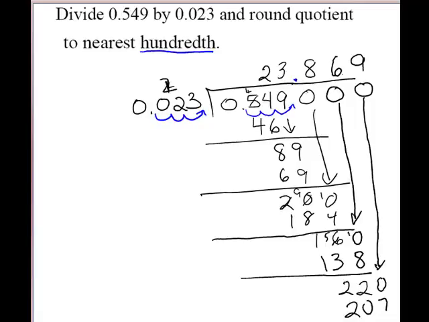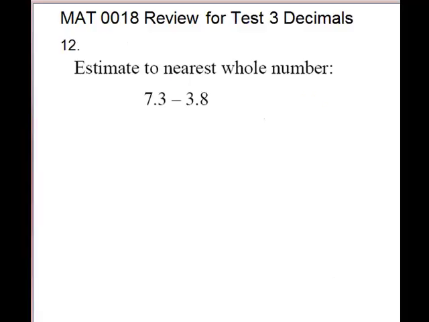Right. The 6 is the hundredths place. We look at the 9, it's going to push us up. So our answer is 23.87. This one was a lot of work. A long division with decimals is slow. Just take your time. Next, we're going to estimate to the nearest whole number.